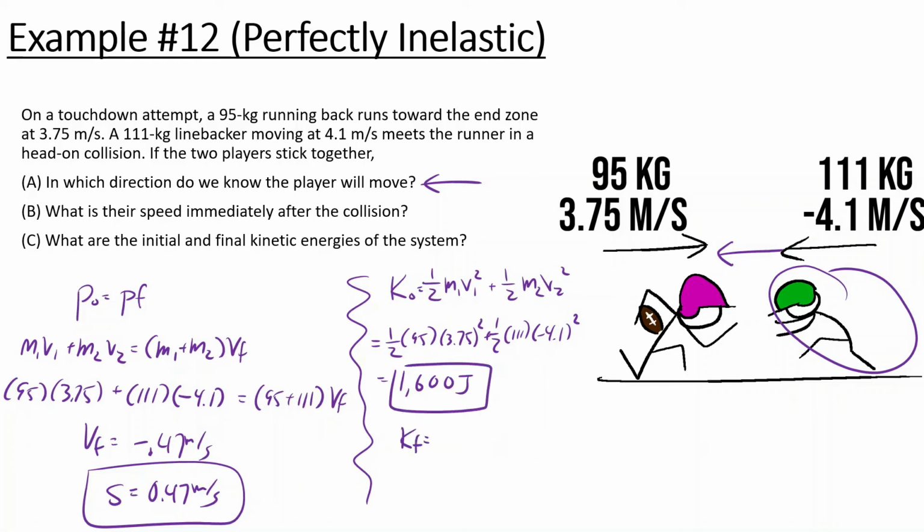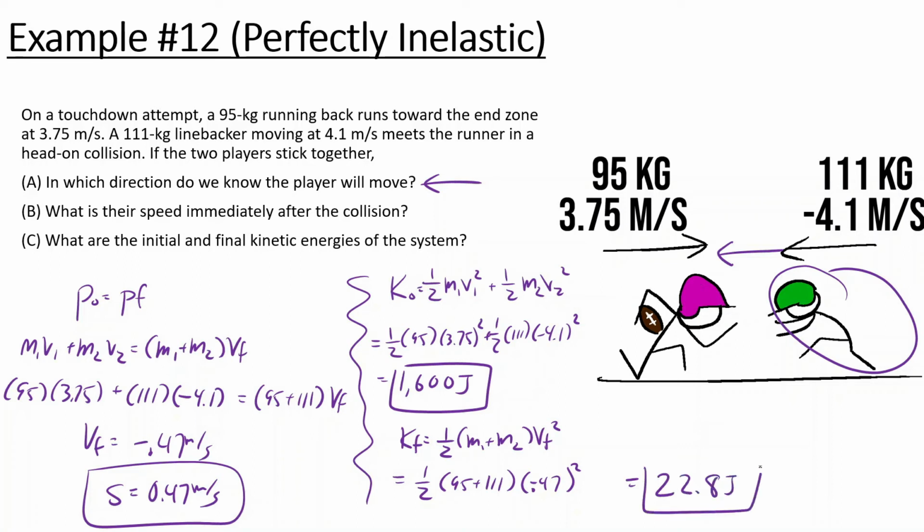Now let's look for the kinetic energy final. This is going to be equal to 1/2 m1 plus m2, since they're moving together after the collision, they stick together, times the velocity final squared. 1/2 m1 is 95, m2 is 111, and the final velocity we found is, oh, it's actually negative 0.47 squared. So 0.47 squared times 95 plus 111 times 0.5, and we see that we lose a lot of energy: 22.8 joules. After the collision, it loses a lot of kinetic energy, 22.8 joules, from the 1,600 joules it had at the beginning. So we see that loss of energy right there.